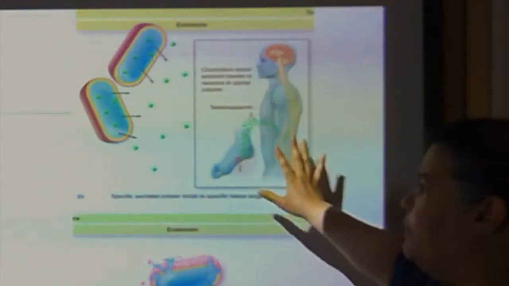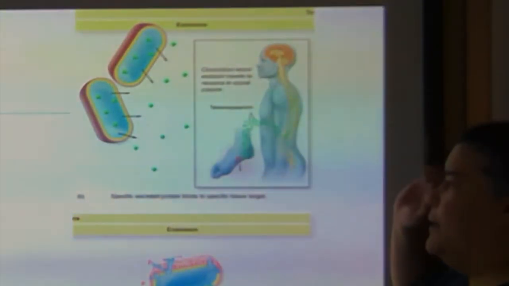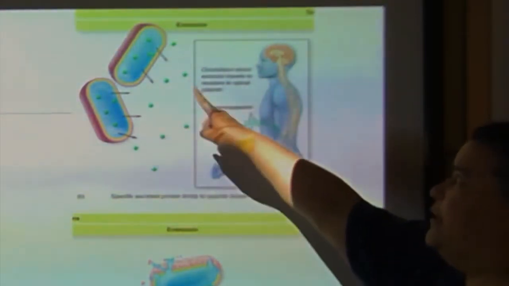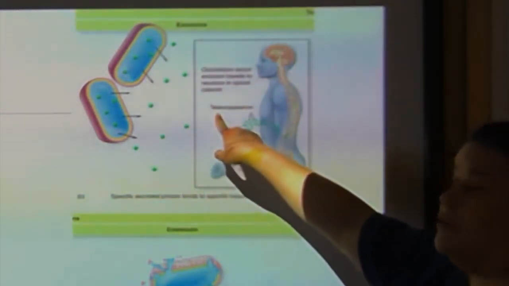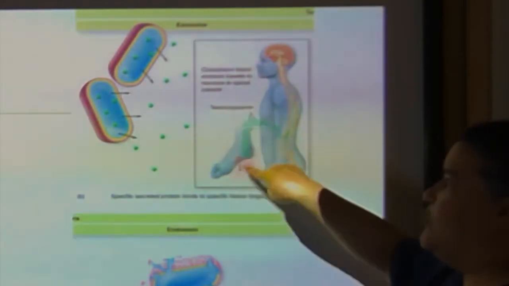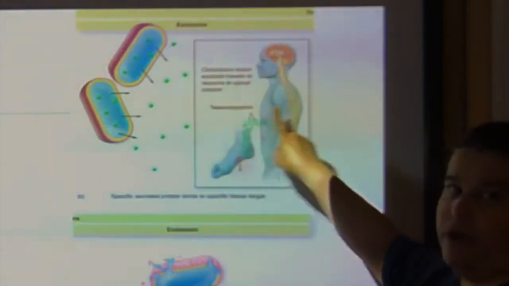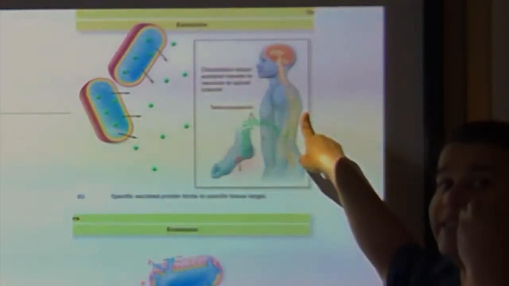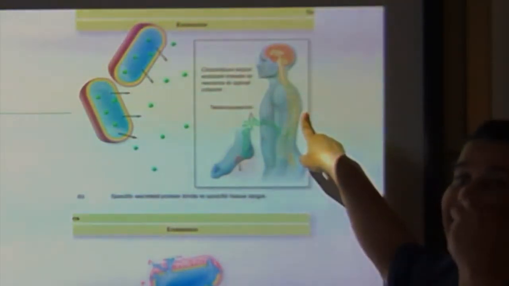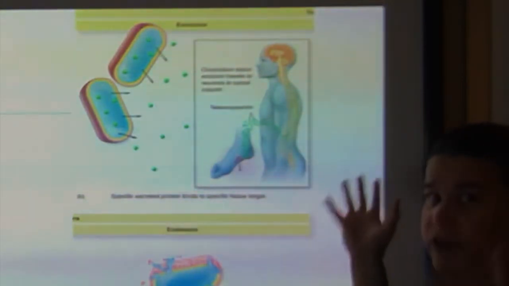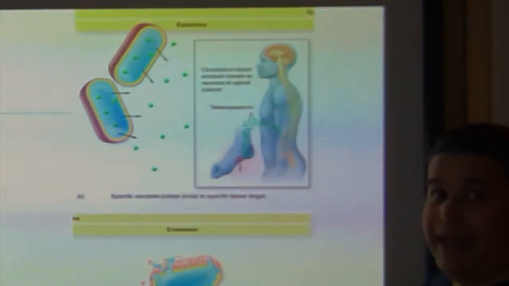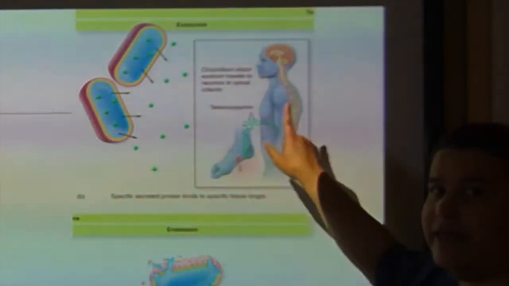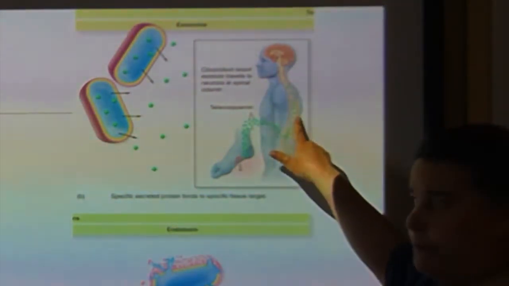In the example, we have Clostridium tetani secreting an exotoxin, tetanospasmin, that actually has the target of our spinal cord. It's being secreted to go to a specific place to attack a specific target. It's not general, it knows exactly where it's going. Even though in the example, this came in through the foot, it doesn't matter, it's going to the spinal cord.